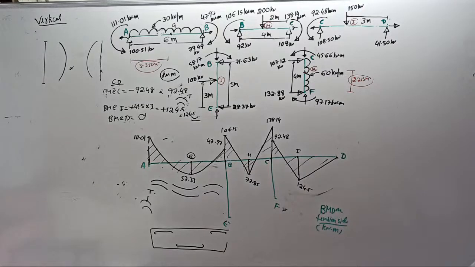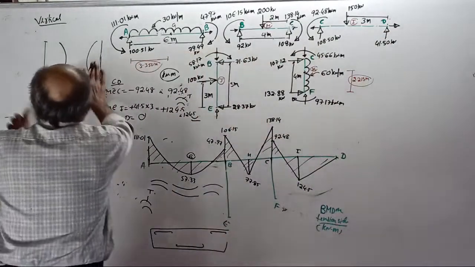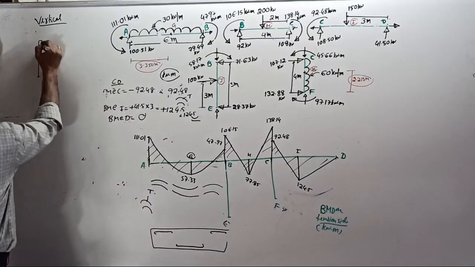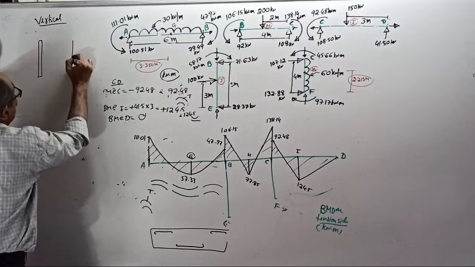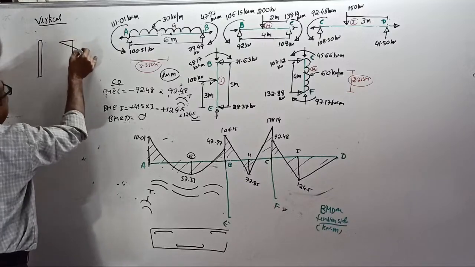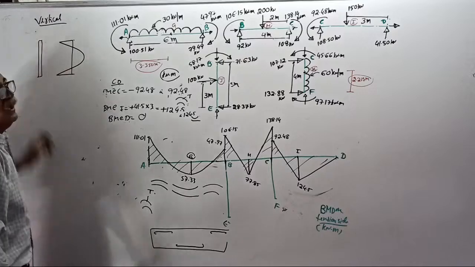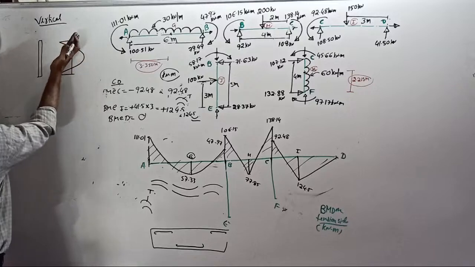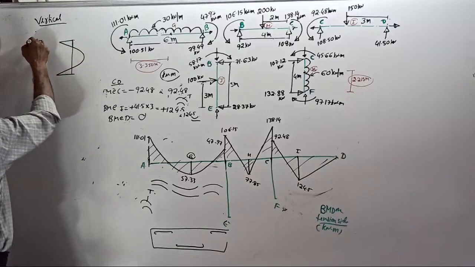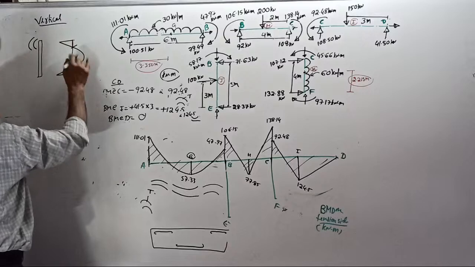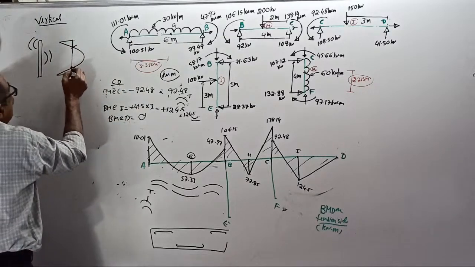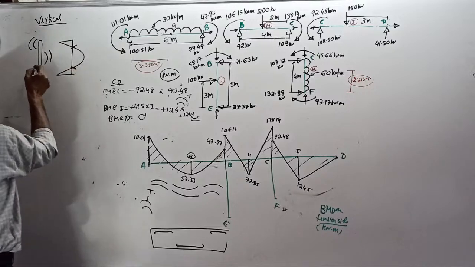See, now, suppose for a vertical member you tell hogging, sagging, it will not be clear. But if you draw the BMD on the tension side, something like this, then it is clear. Why? Because from here to here, tension on the left side, it will bend like this. From here to here, tension this side, it will bend like this. From here to here, tension this side, it will bend like this.